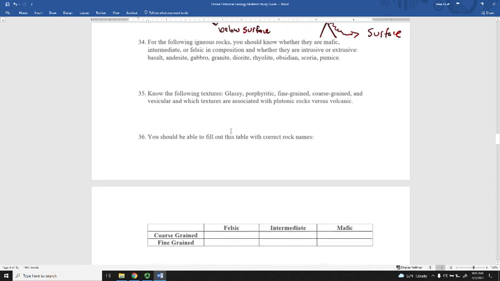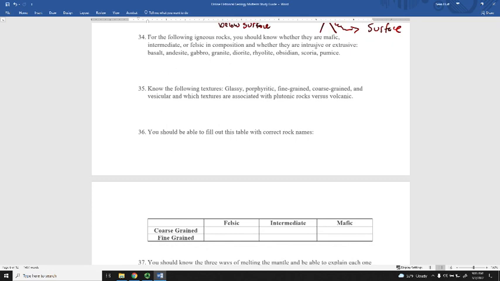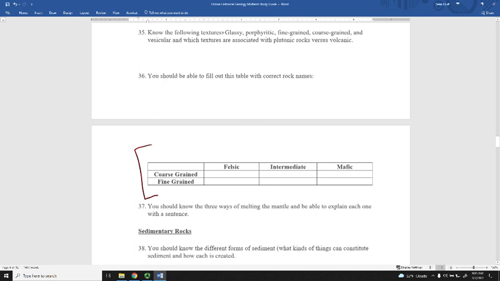Now, for the following igneous rocks, you should know whether they're mafic, intermediate, or felsic. We're going to talk about these down here, so I'm going to skip over. For the different textures, you don't really need to know glassy or porphyritic. I'm trying to cut stuff out of here to make it more straightforward for you. But do know the difference between fine-grained and coarse-grained.